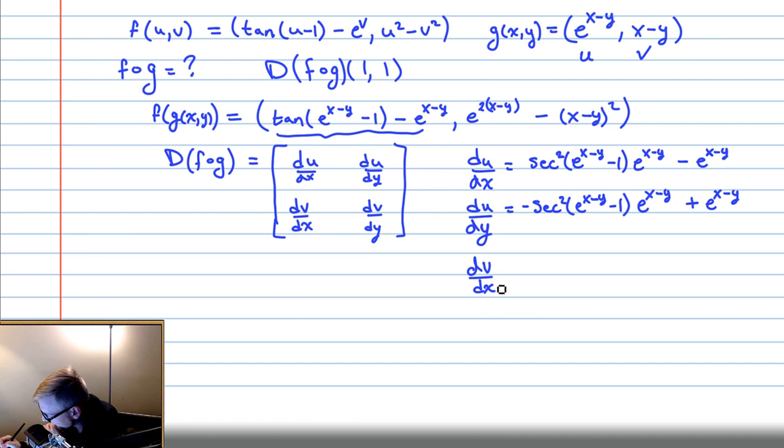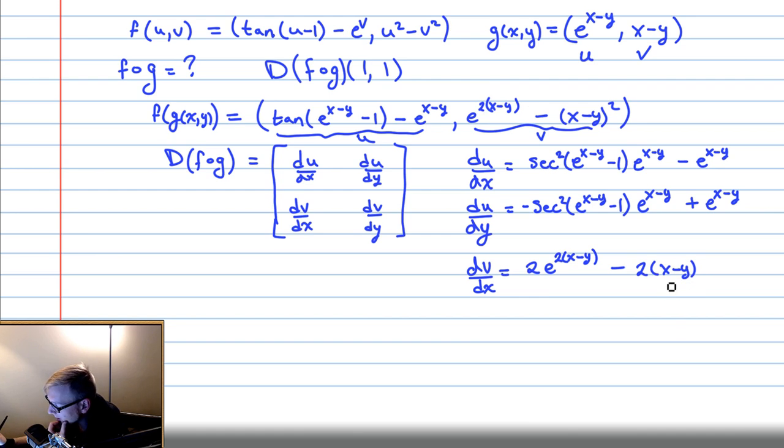dv dx. Okay. This is our v. This was our u. This is our v. Okay, derivative of v with respect to x. Well, this should be a lot simpler. Just 2e to the 2 times x minus y, minus this, with respect to x. The 2 comes down, x minus y, 1 minus 1 from the exponent, and multiplied by the derivative of the inside. There's nothing to play with. Done. Easy.